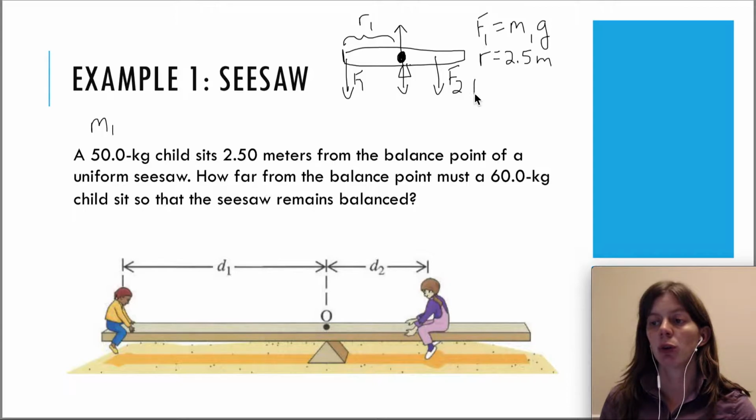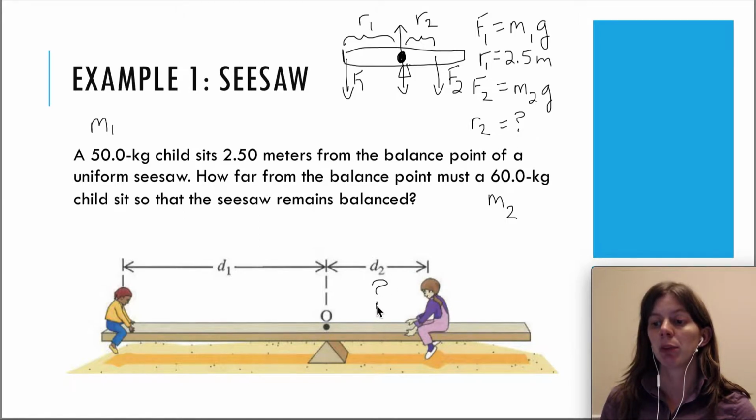And then F2 is going to be the force on the bar here due to the weight of the kid on the right. So the force will be equal to that weight, m2g, where m2 is the mass, 60 kilograms. And then r2 is going to be the distance from the pivot to the force. And that is what we are looking for. We're looking for how far must this kid sit.